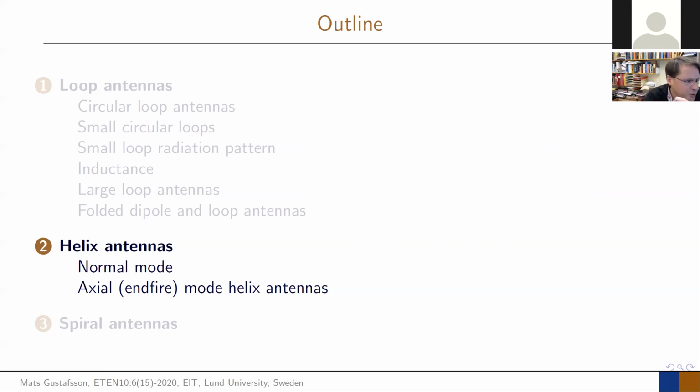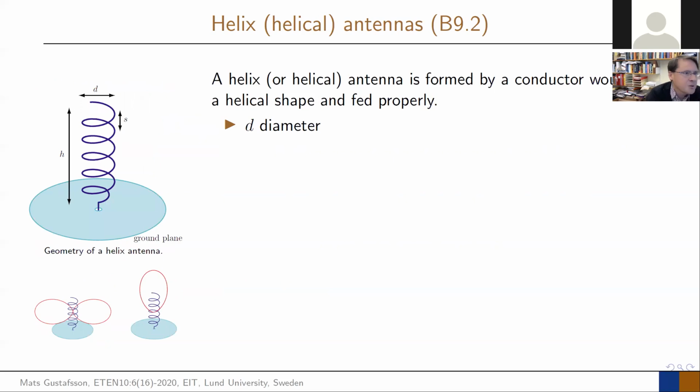But now what we will do is use the knowledge of the loop to analyze 2 antennas which are very, very common, the helix antenna and the spiral antenna. Those are really good antennas for very different applications in some ways. So we will look into where we can use those 2. So let's start with the helix antenna.